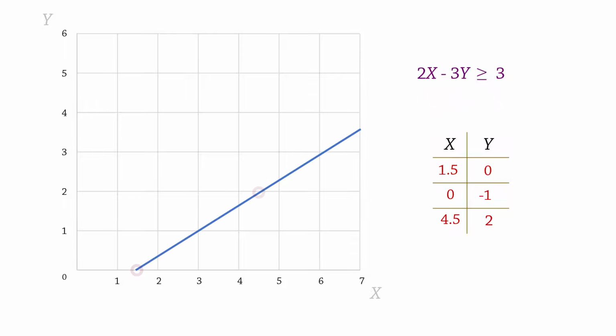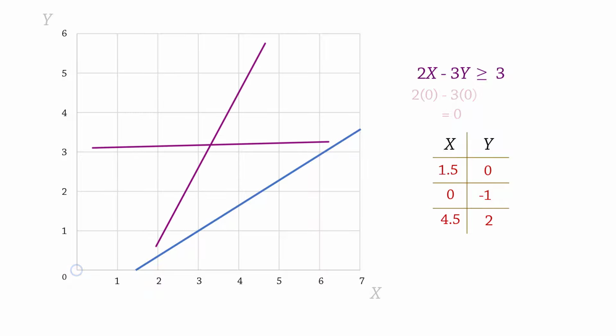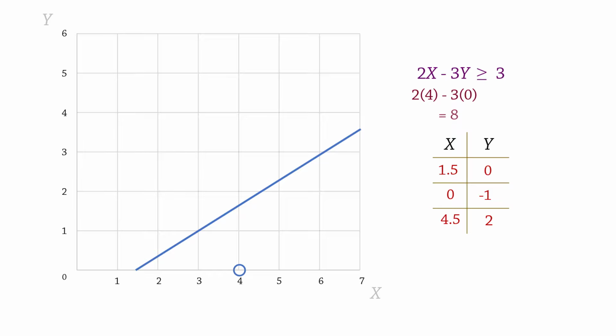Testing the constraint at the origin, we see that 0 is not greater or equal to 3, so the inequality is not satisfied in that direction. But 4, 0 here gives us 8 on the left, which is greater or equal to 3. So the constraint is satisfied on the right here.